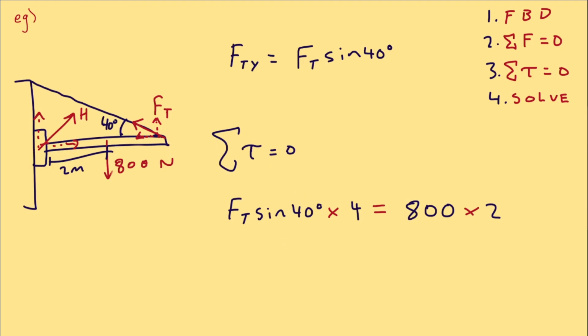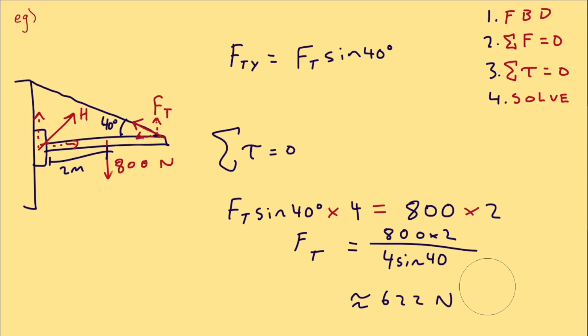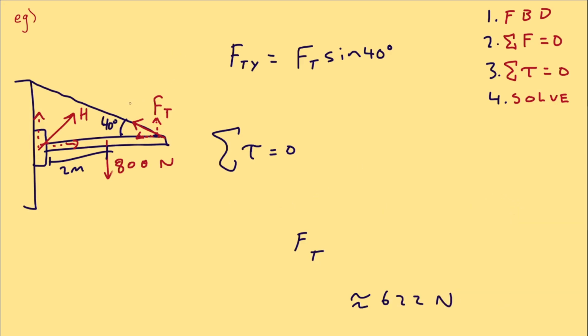From here, we can solve for tension by dividing this value to the other side. The force of tension equals 800 times 2 divided by 4 sine 40. This is roughly 622 newtons of force. Perfect, that's eliminated one unknown. So this force right here, 622.